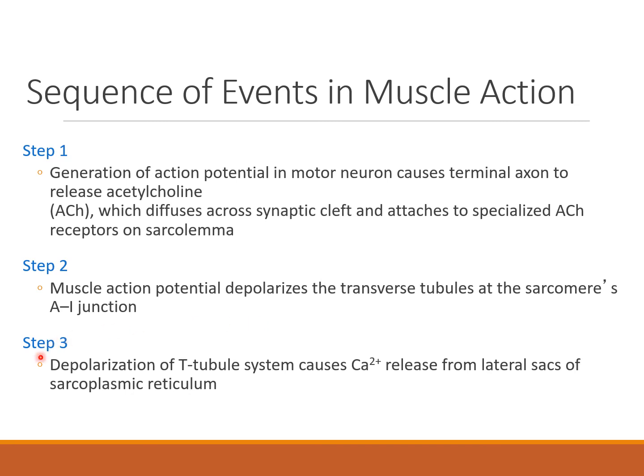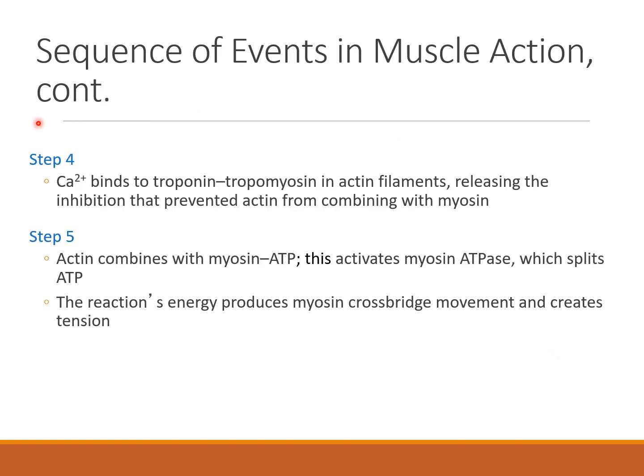Then what happens? Step three, the depolarization of the T-tubule system causes calcium release from the lateral sacs of the sarcoplasmic reticulum. So now you have calcium getting released out into the sarcomere. Step four, the calcium binds to the troponin-tropomyosin in the actin filaments, releasing the inhibition that prevented actin from combining with myosin. So we just talked about that.